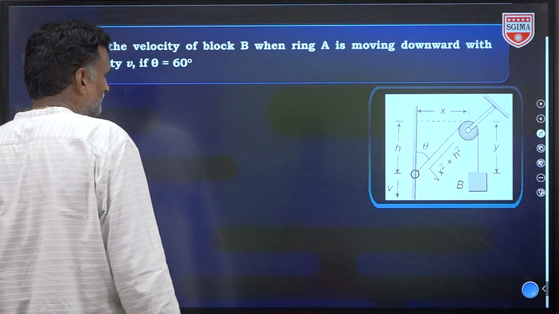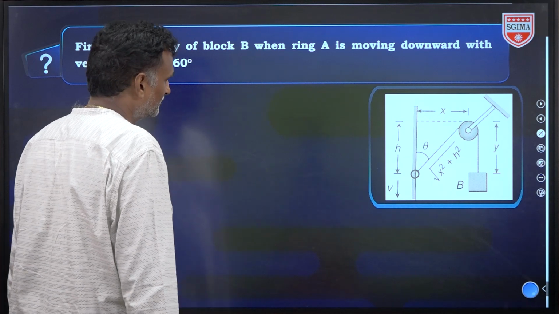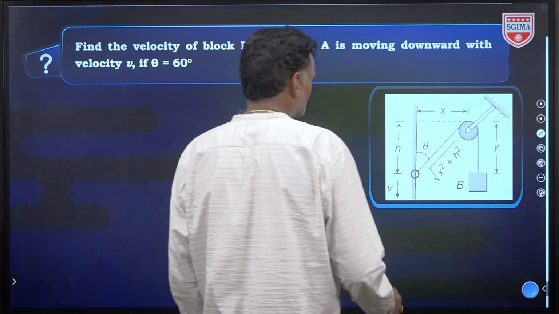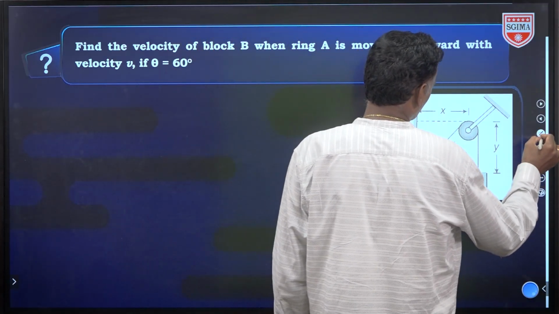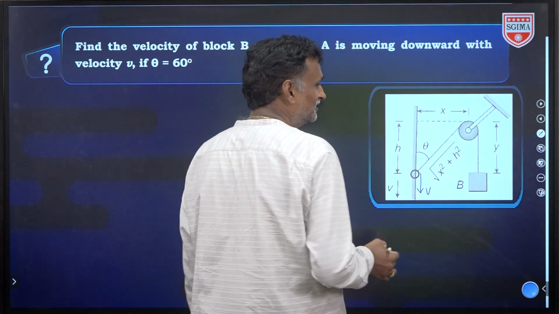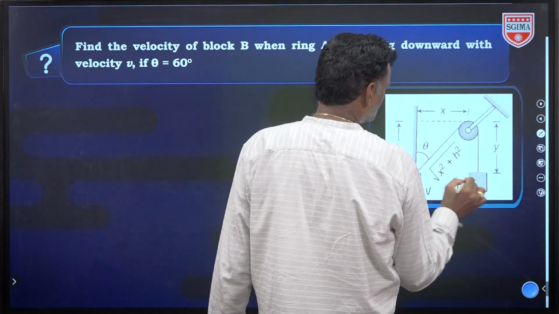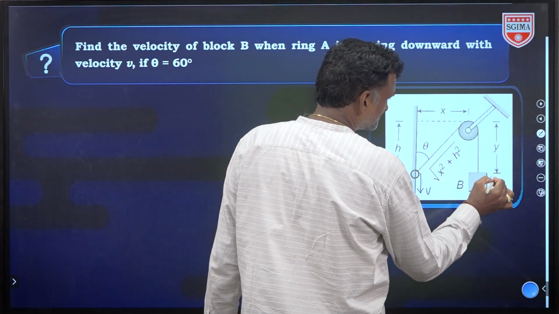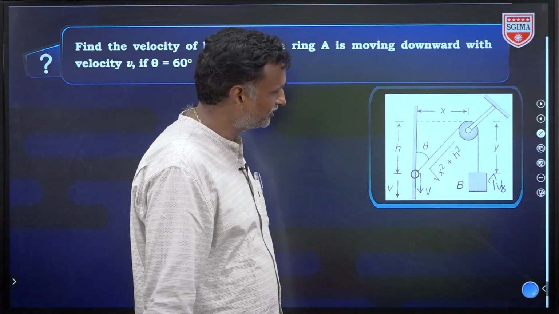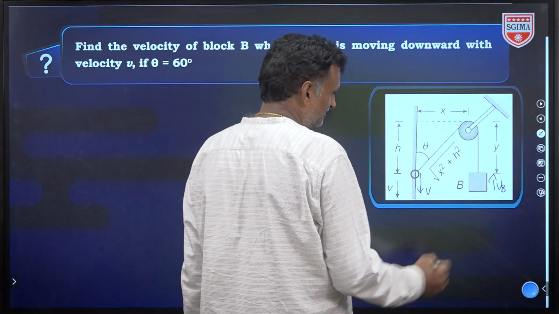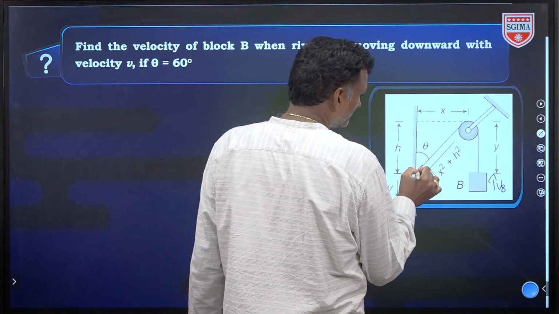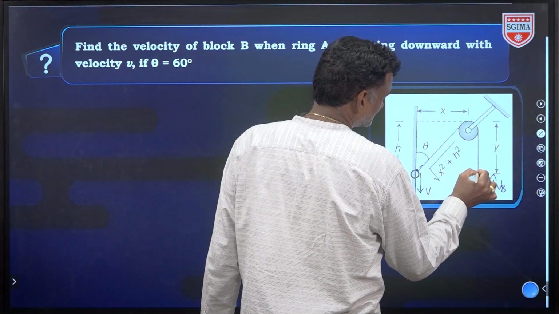Here is one more question. Find the velocity of the block B when ring A is moving downward with a velocity V. Here it is given as moving downward with the speed V. Then what is the velocity of block B? Whenever the ring is moving downward, there is a chance of the block moving upward, so let us take VB upward. Again, we can imagine this string as a rigid portion.